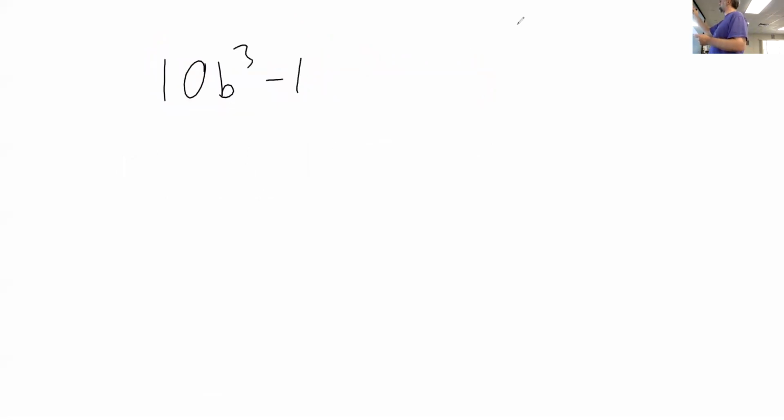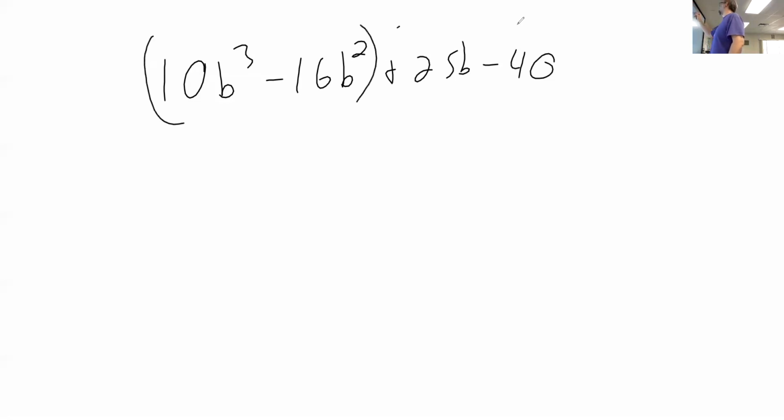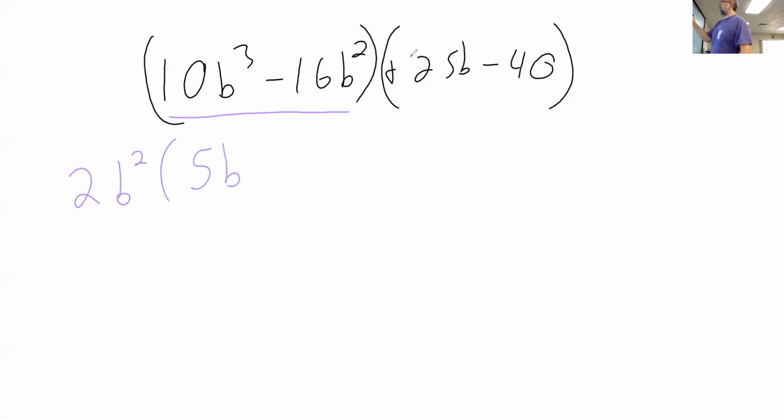All right, last example. 10b to the 3 minus 16b to the 2 plus 25b minus 40. All bigger numbers here, but that's okay. We're going to group them, and make sure you do it in front of that plus sign. Now pull out what we can. This first set of parentheses, 2 would work, because they're both even. And they both have b to the 2, because they both have at least 2 b's. So this one drops down to 5b, that's what's left, and 8.